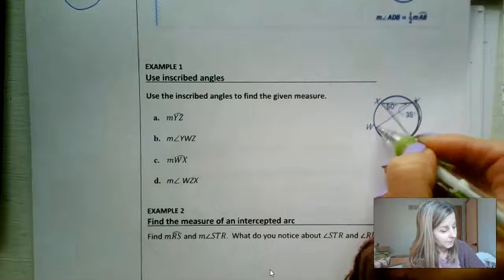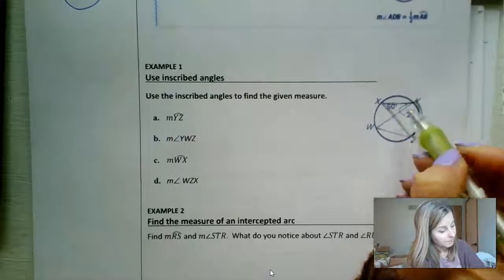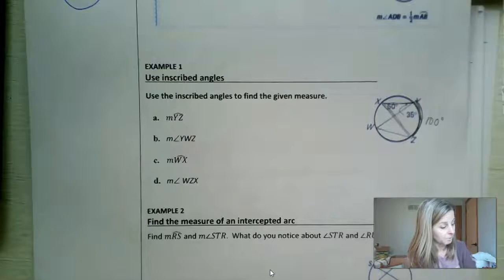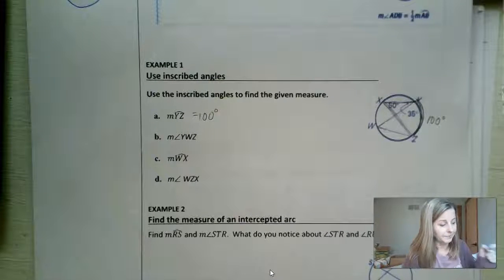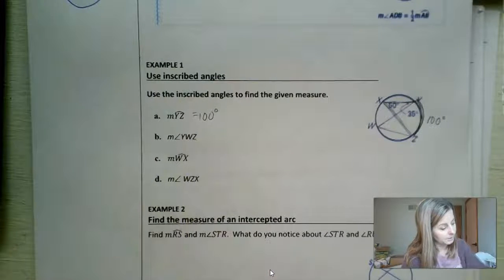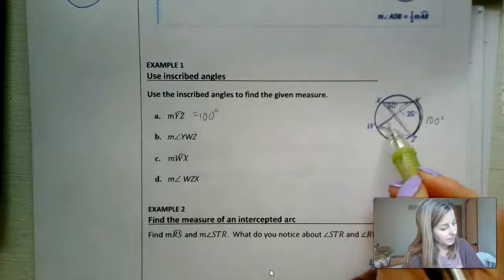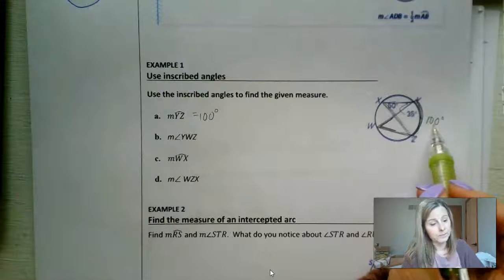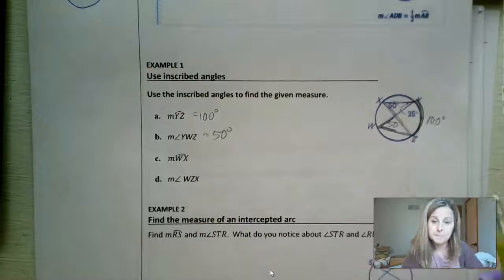Now, it also connects over here with angle W, but I don't have any information on it. So if I connect it to angle X right here, if this is 50 degrees, then my arc is twice that amount. So my arc would be 100 degrees. Okay? Now let's find the measure of angle YWZ. That's this angle right here. Since it also corresponds to the arc I just calculated, I can reverse that process and take half of 100 and call that 50 degrees.